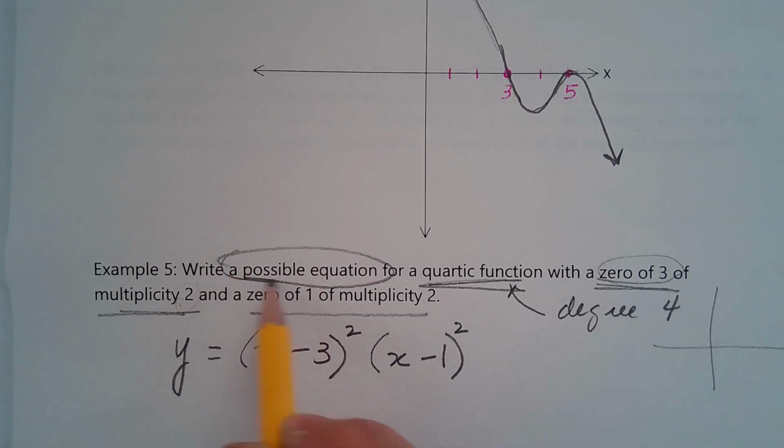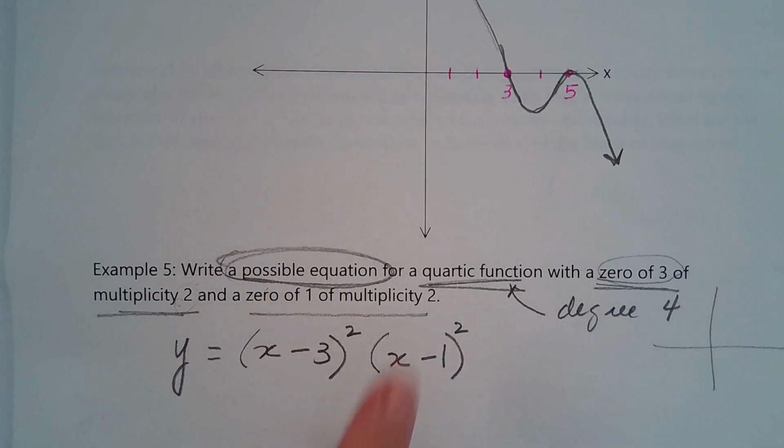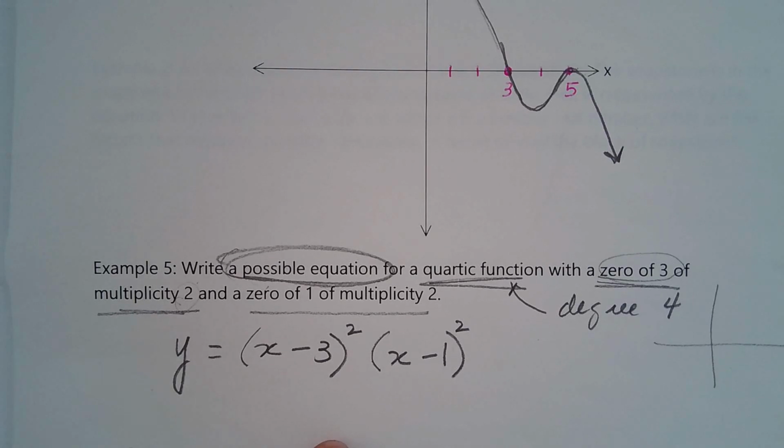And can you see here, it's called a possible equation. So this is not the only possible thing, right? They didn't mention any other stuff. Is that good? So there are other ways you can write it. The other way would be, they didn't mention any leading coefficient. They didn't mention any specific points. And that actually leads us to the next one.